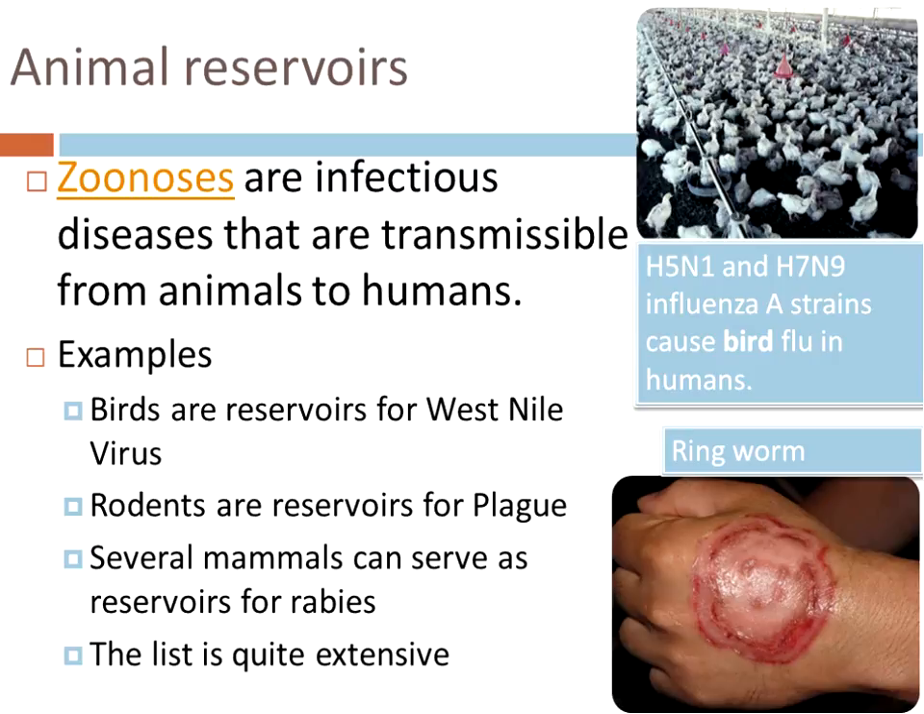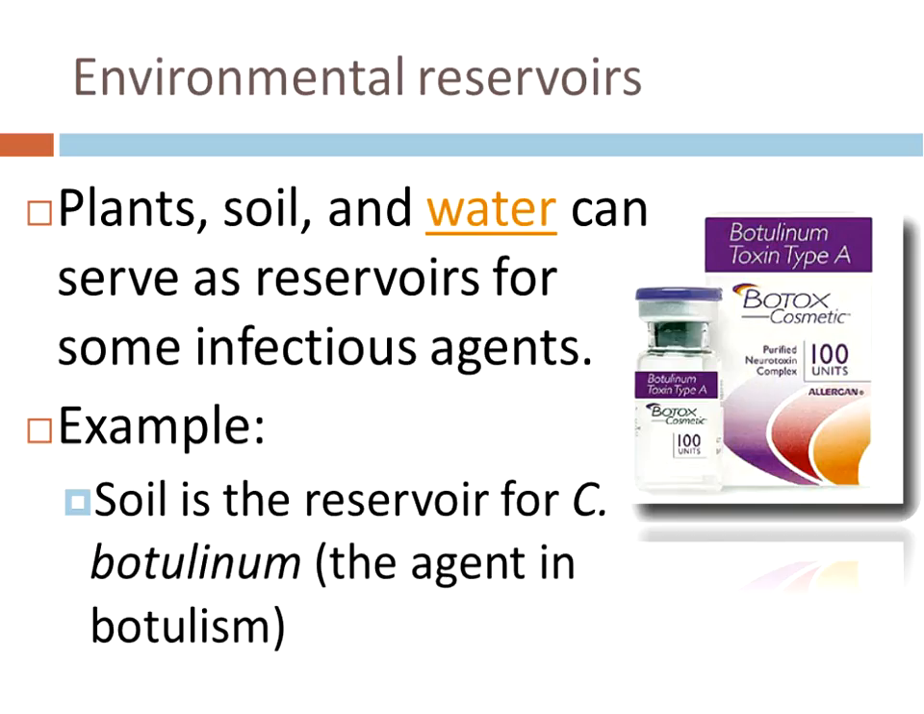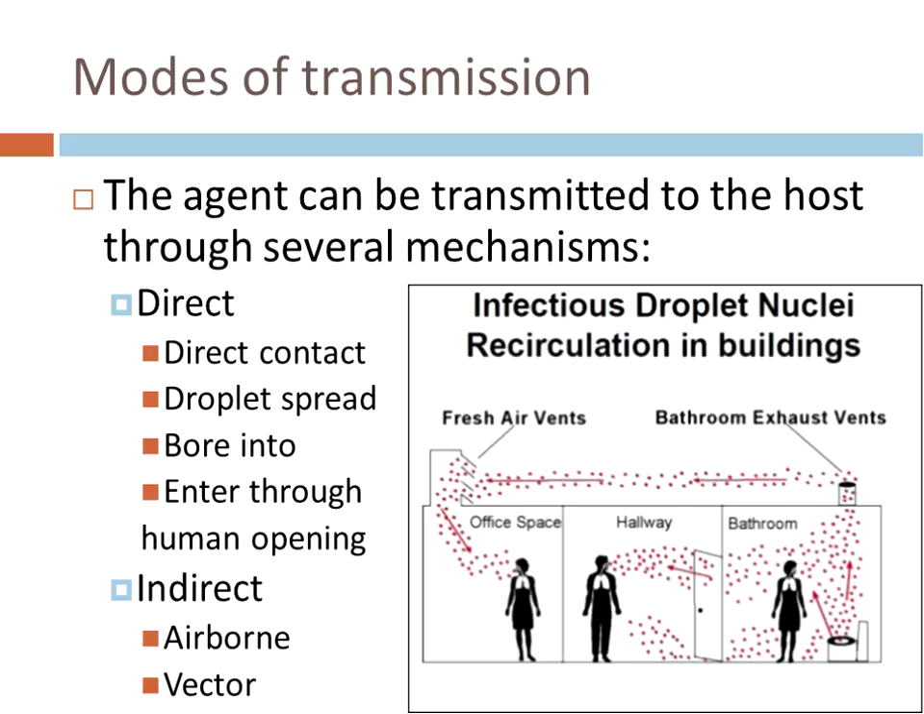Animals, we know, are very good reservoirs for diseases, and we pass them quite readily on to humans. Birds are reservoirs for West Nile virus, rodents for the plague, and several mammals, dogs, rabbits, bats, raccoons, are reservoirs for rabies. And the zoonotics, if you go through and click on the link, I'm on slide 31, there's a huge list of diseases which can be transferred from animals to humans. Environmental factors, soil, water, and air, can serve as reservoirs for certain types of agents as well.